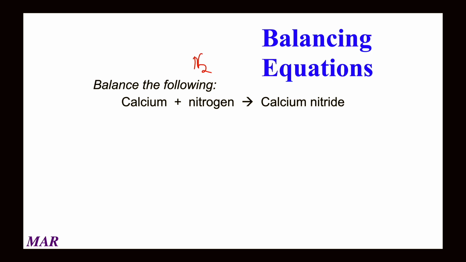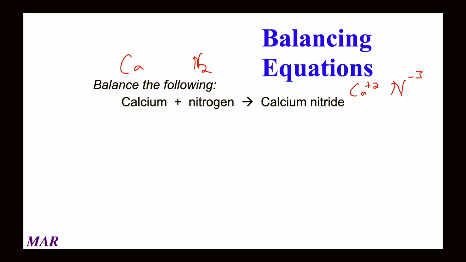Pretty sloppy, but it's hard to write in this stupid thing. Anyway, calcium is not one of the diatomics, not part of the Have No Fear. So that's going to be just Ca. And when these two come together, calcium is a group 2A fixed charge metal. It's always going to be +2 when it's with a nonmetal. And nitrogen, group 5A, is always going to be negative. 5 minus 8 means it's going to be -3.